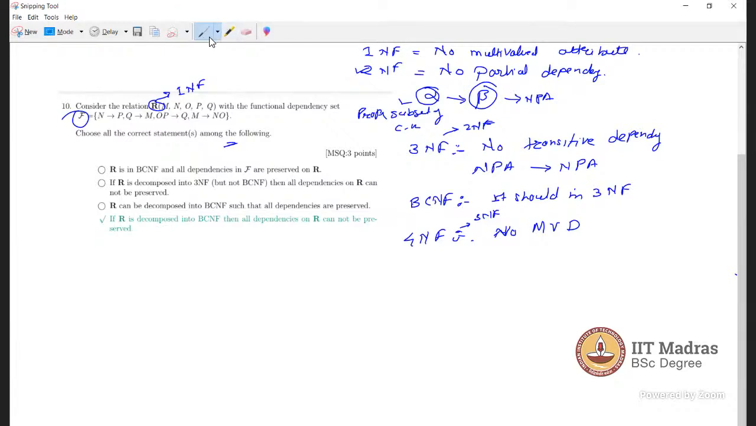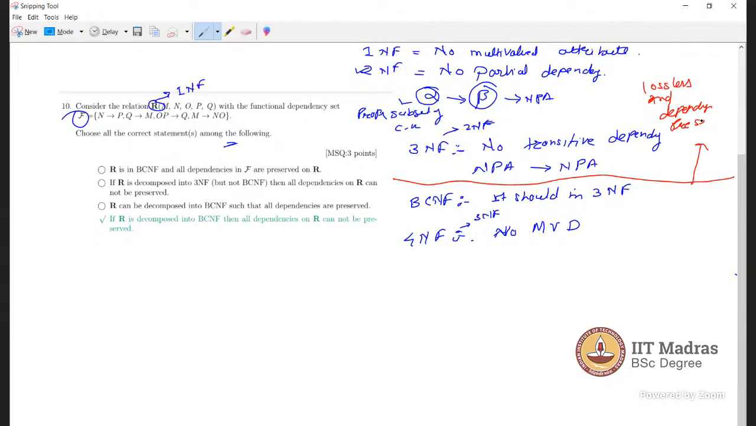Sir, there was one statement that said 3NF always ensures lossless dependency preserving. So how are we saying that? Because BCNF does not ensure dependency preserving, so the level previous to it, how can it ensure dependency preserving? See, up to 3NF it is always lossless and dependency preserving, and BCNF is lossless but may or may not be dependency preserving.